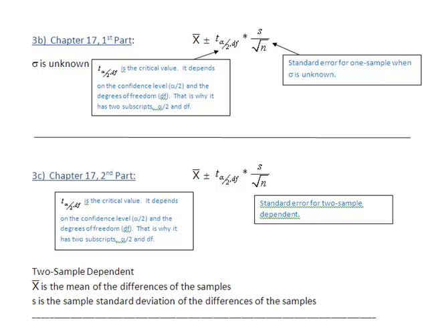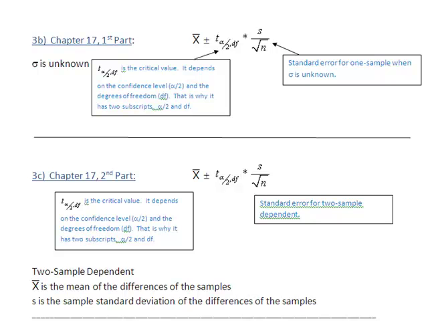But to take note here, what is x bar? X bar is the mean of the differences of the two samples. And s is the sample standard deviation of those differences. So this is when we had a two-sample dependent case, and that's how we'd make our confidence interval.